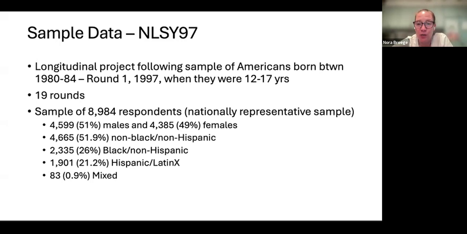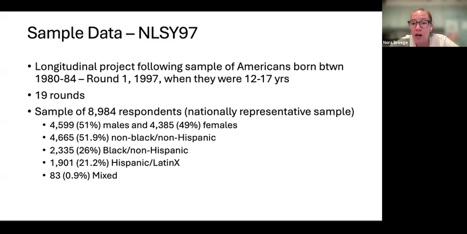That 8,984 demographically breaks down in a way that mirrors the US population. It's roughly 50-50 male-female, 51% male, 49% female. It is 52% non-Black, non-Hispanic, 22% Black, non-Hispanic, 21% Hispanic, 0.9% mixed.